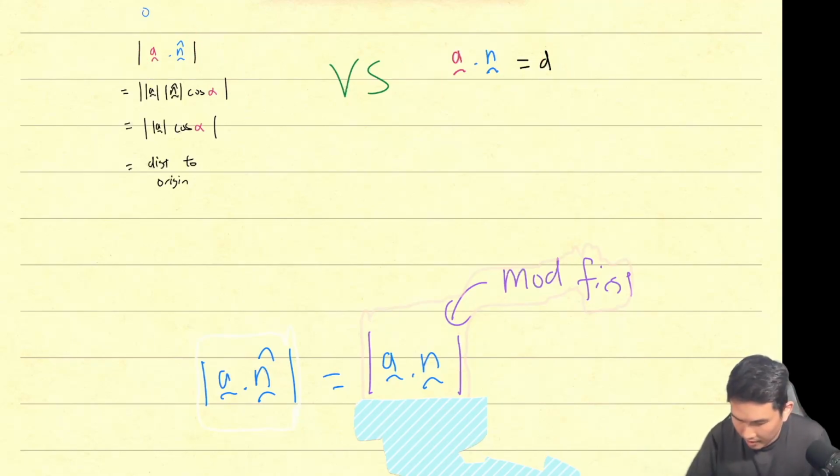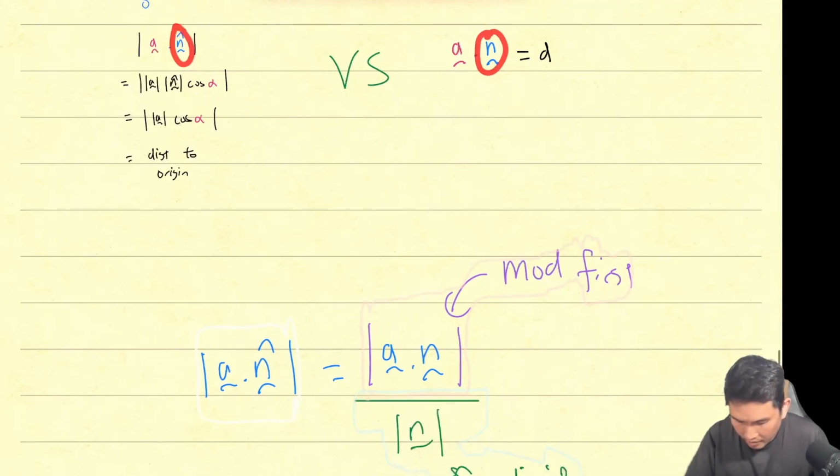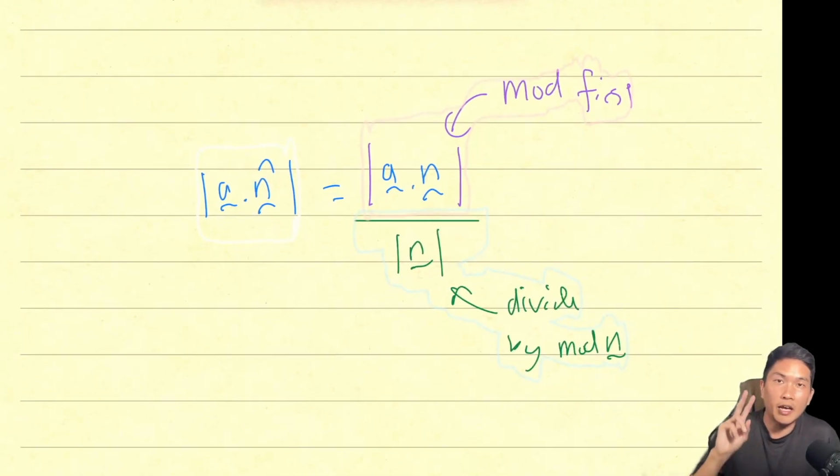Then remember that this is n cap and this is n. You need to divide by the magnitude of n. Those are the exact two steps that are in your solutions.